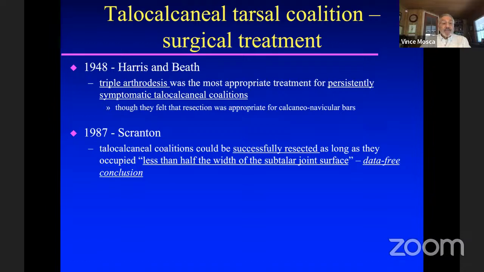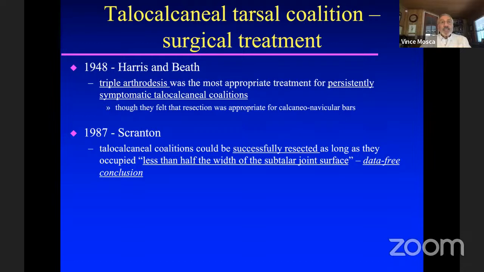In 1987, decades later, Scranton, an adult foot and ankle surgeon who actually happens to be from Seattle, found that he could resect some talocalcaneal coalitions and relieve their pain. Well, that was really good news because nobody had reported that before, that you can resect some coalitions, like you could resect all calcaneonavicular coalitions, but you could resect some of these and people would do well.